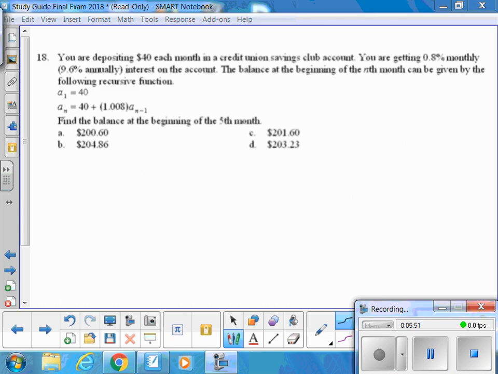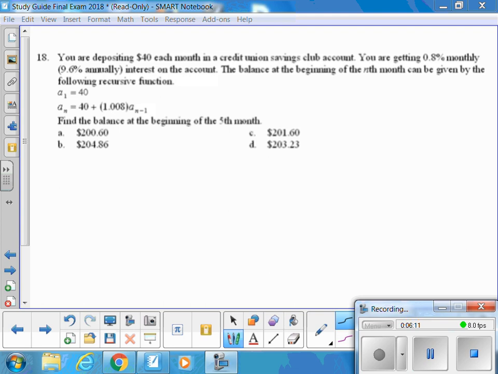Alright, we're on 18. You're depositing $40 each month into a credit union savings club account. You're getting 8% interest. They actually already calculated that for us. 1.008 is the growth factor there. The balance at the beginning of the nth month can be given by this recursive formula. Find the balance at the end of the 5th month.